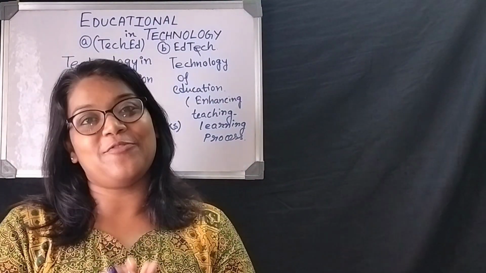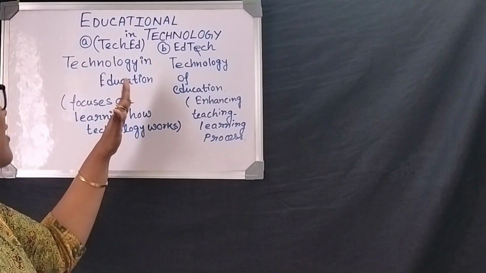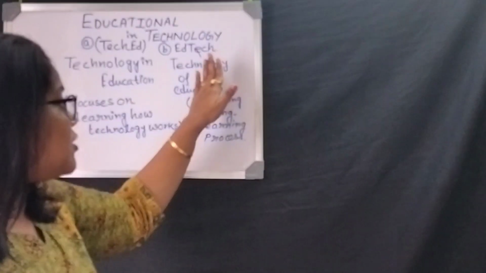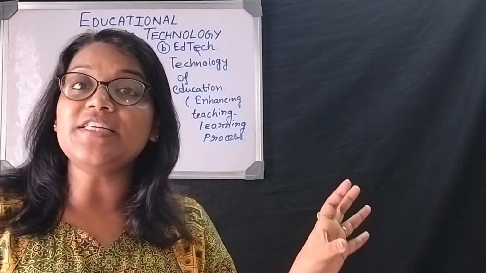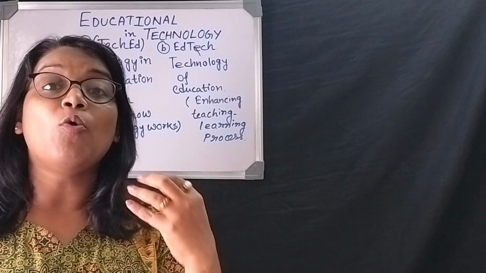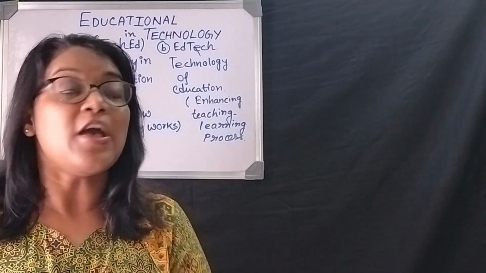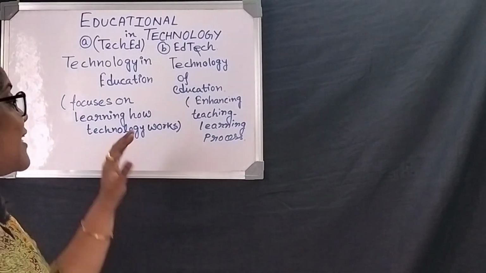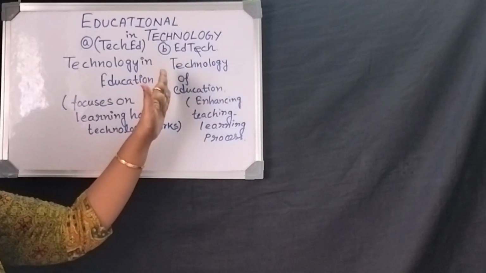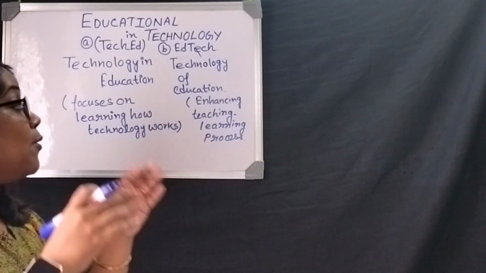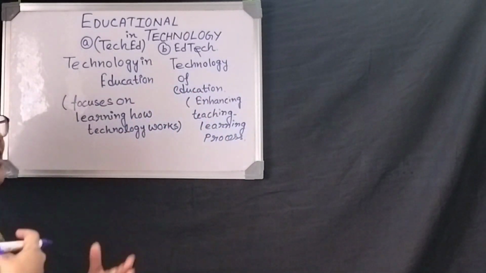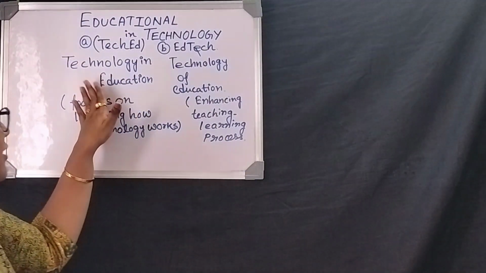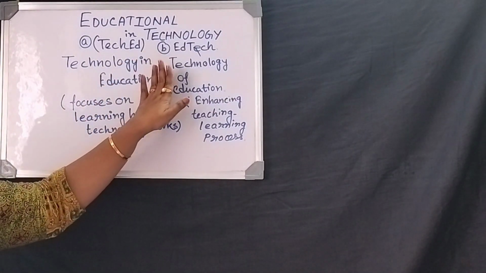So that is the difference between technology in education and technology of education. Basically, technology of education uses different types of techniques and methodologies which facilitate the teaching learning process, but technology in education gives more importance to the technology part, and the technology of education gives more importance to the quality of the teaching learning process. That is the basic difference between technology in education and technology of education.